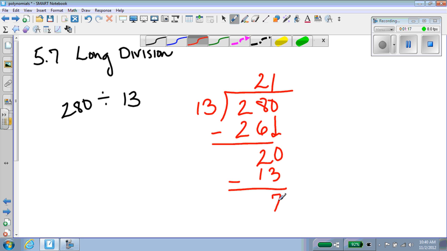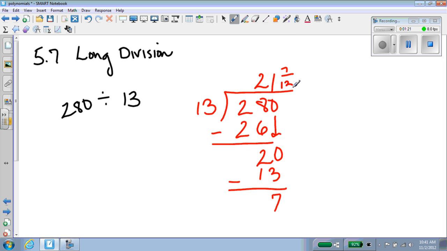What we're going to do is put our remainder over our divisor. So 7 over 13. So the answer to 280 divided by 13 is 21 and 7/13.